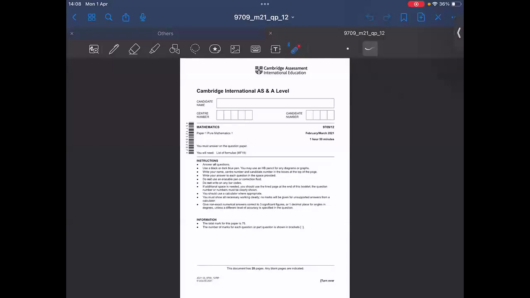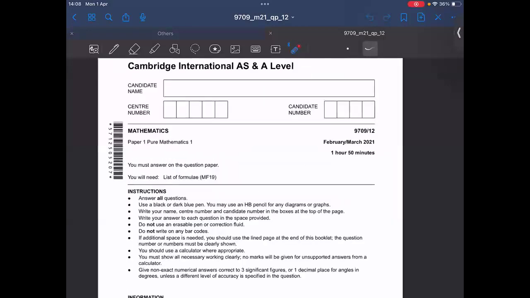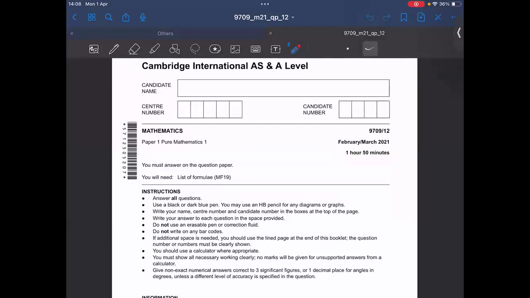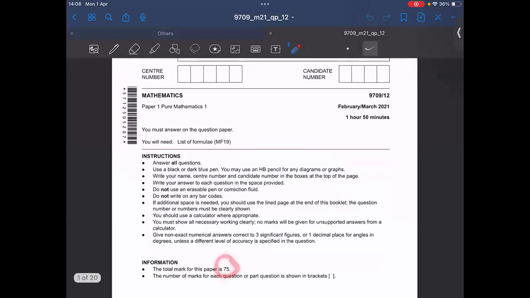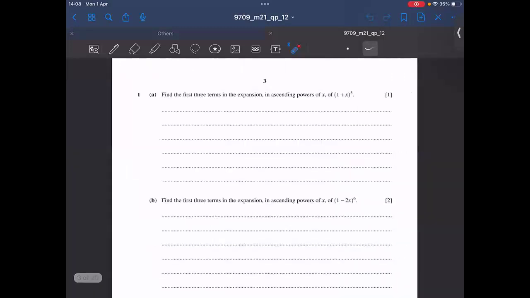P1. The paper is of 1 hour 15 minutes, 75 marks. All right, let's begin.